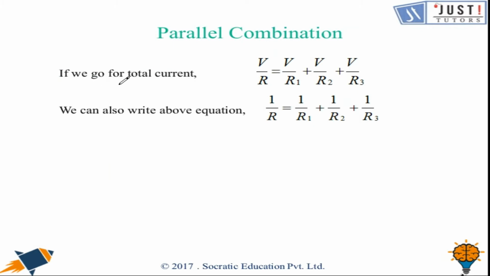So if we go for the total current, V over R equals this calculation, and this equation can also be written as 1 over R is equal to 1 over R1 plus 1 over R2 plus 1 over R3. We can see that the total resistance when they are joined in parallel is given by the sum of the reciprocals of the individual resistors. After getting this, we have to take the reciprocal to find the total resistance.